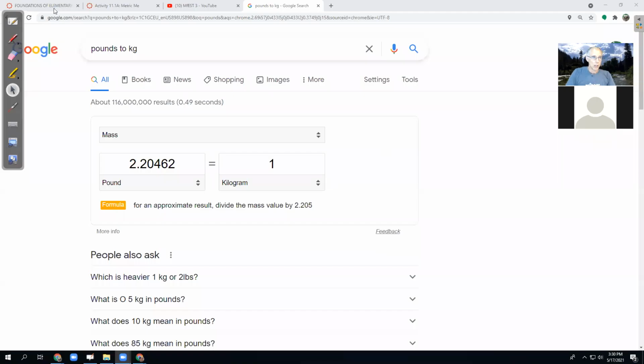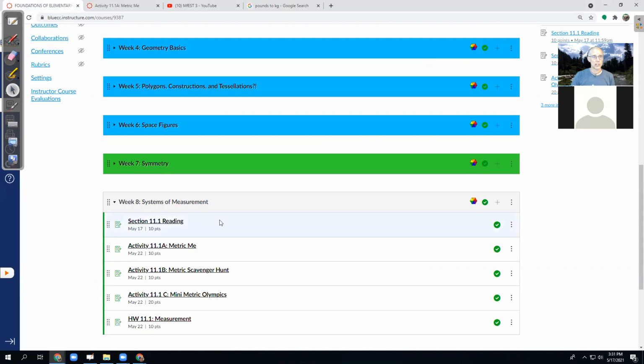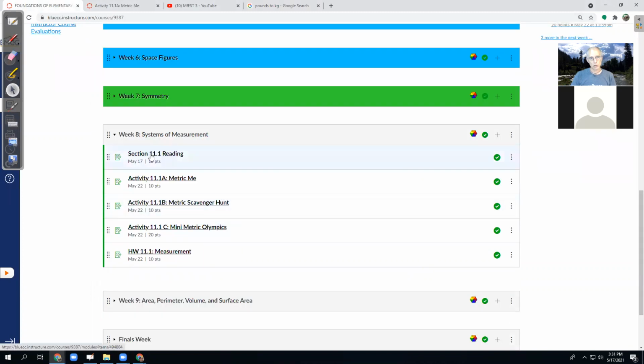Back to share for a minute. All right, so there are a few homework problems about just comparing units. They're not that complicated. Conversions can be done on a computer pretty easily. It's not about conversions anymore. So this week, you want to read section 11.1, which talks about different measurement units. And then our goal this week is to do the mini metric Olympics.